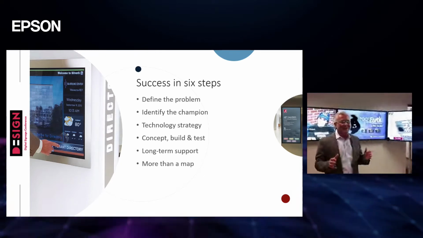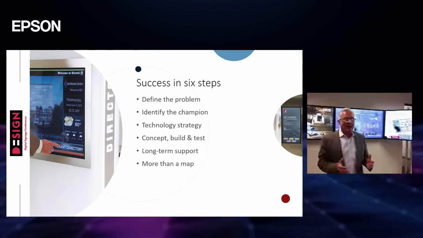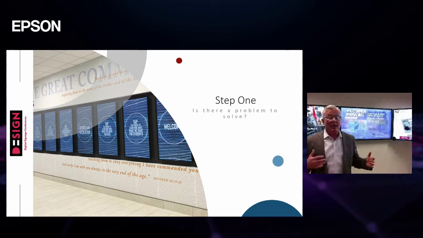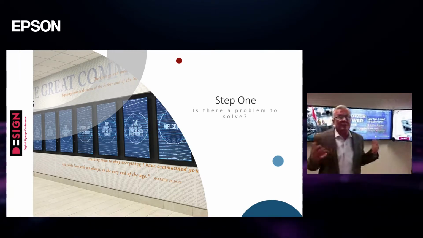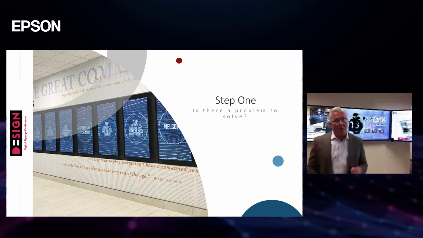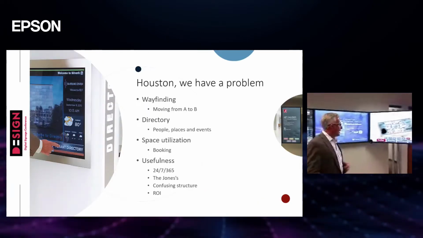So step 1, of course, is: is there a problem to solve? I bring this up because oftentimes people say that they need digital signage or wayfinding just to look good or keep up with the Joneses. And that certainly may be the case. But wayfinding, by its very nature, is getting people from point A to point B.